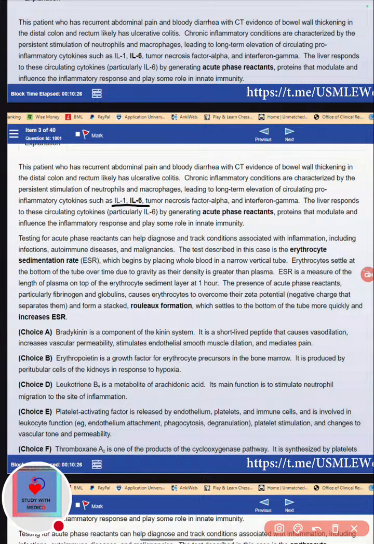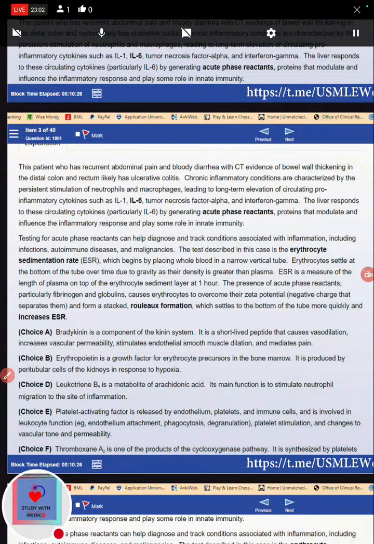In ulcerative colitis, a chronic inflammatory condition, there is continuous stimulation of neutrophils and macrophages linked to long-term circulating pro-inflammatory cytokines like IL-1 and IL-6, tumor necrosis factor alpha, and interferon gamma. The liver responds to these circulating cytokines, particularly IL-6, by generating acute phase reactants, proteins that modulate the inflammatory response and play some role in innate immunity.